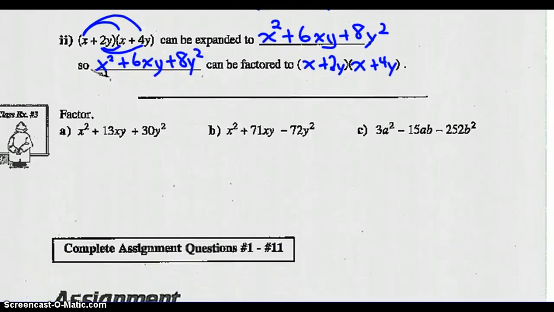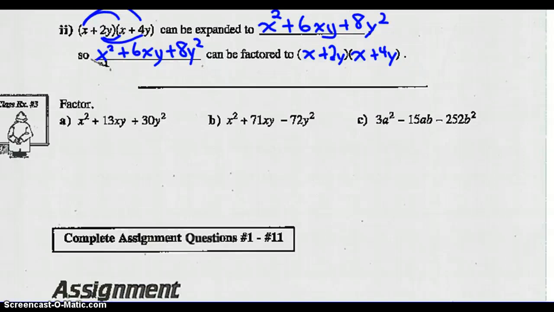So if we're asked to factor x squared plus 13xy plus 30y squared, we're going to do the same thing we've been doing. Make our two sets of brackets. The only way to get to x squared is to put an x in the front of each bracket. And if you'd like, the only way to get to y squared is to put a y in the back of each bracket. So you could finish off your variables right off the start.